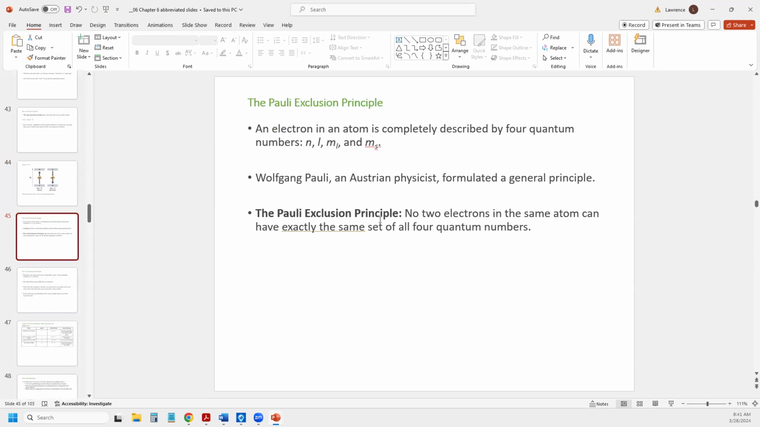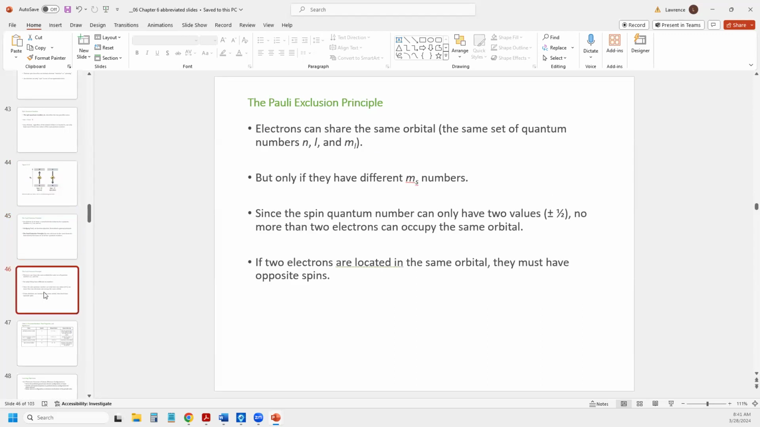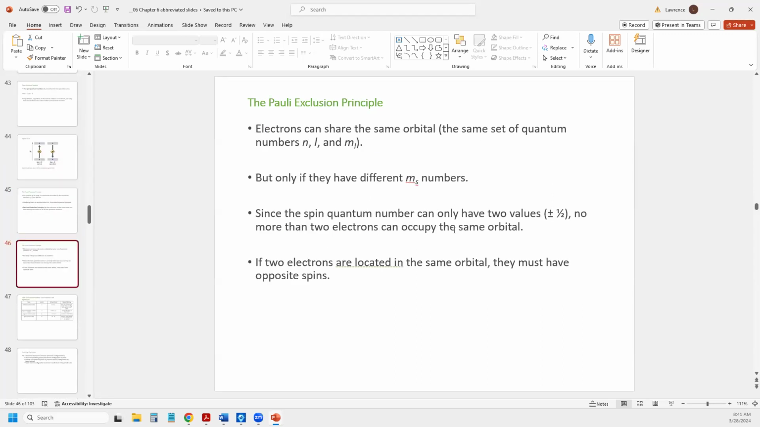So yeah, the Pauli exclusion principle: no two electrons in the same atom can have exactly the same set of quantum numbers. Otherwise, they'd be the same electron in the atom. So the spin quantum numbers are always either +1/2 or -1/2. And if you have two electrons in the same orbital, they must have opposite spins.